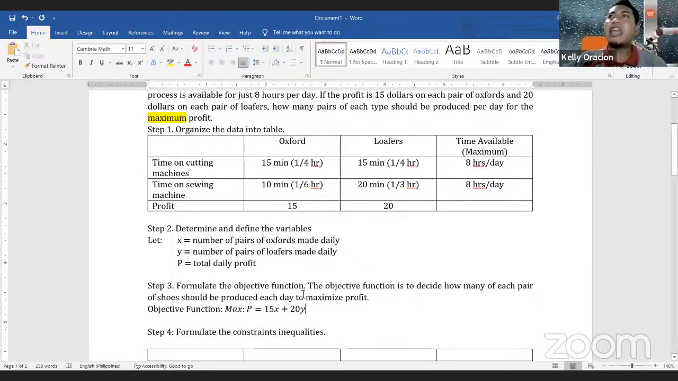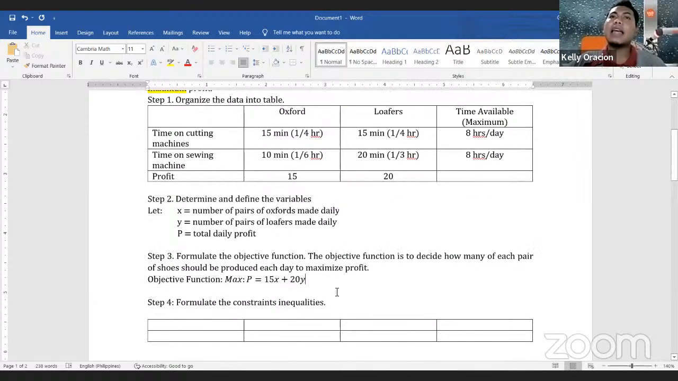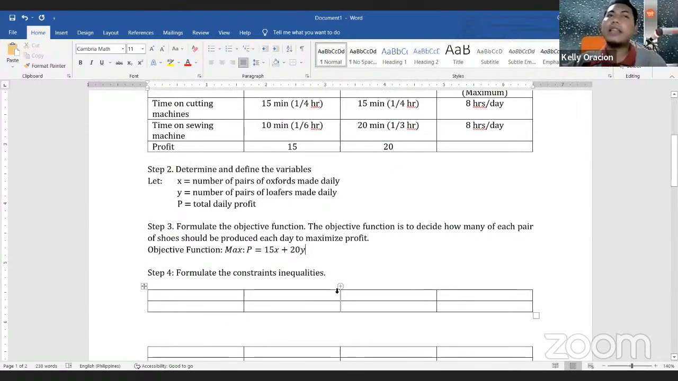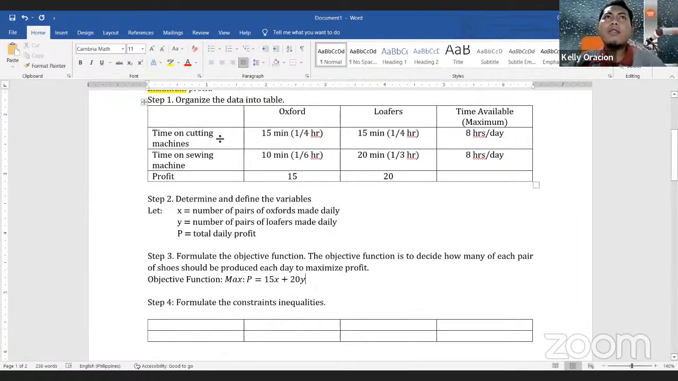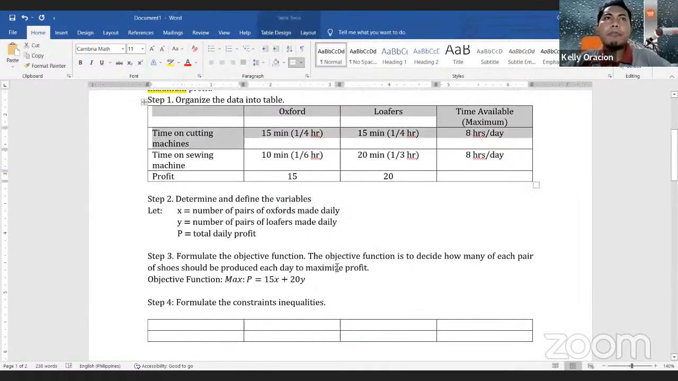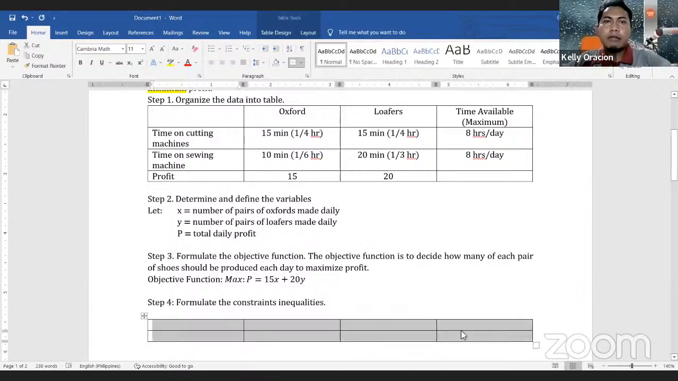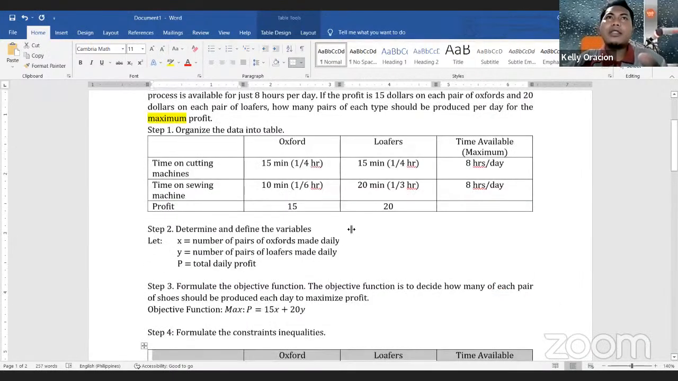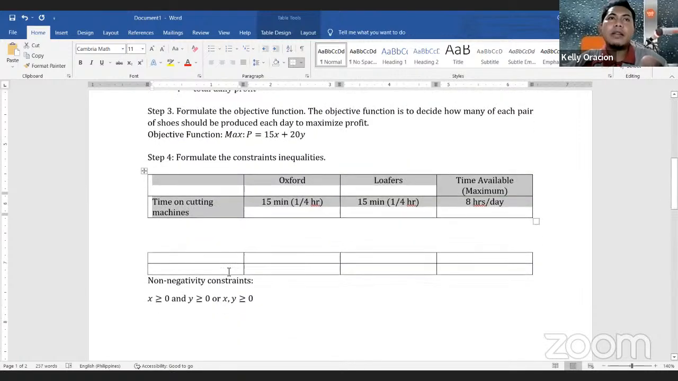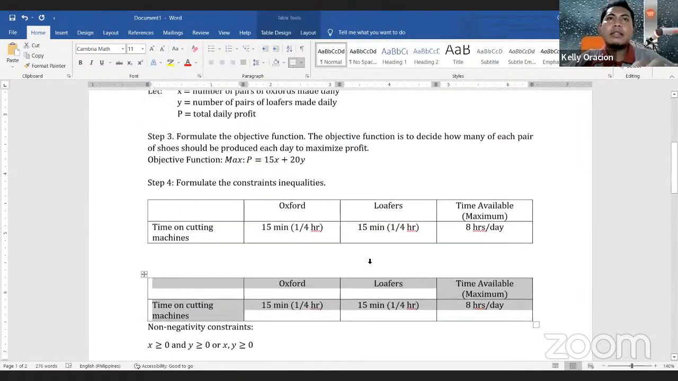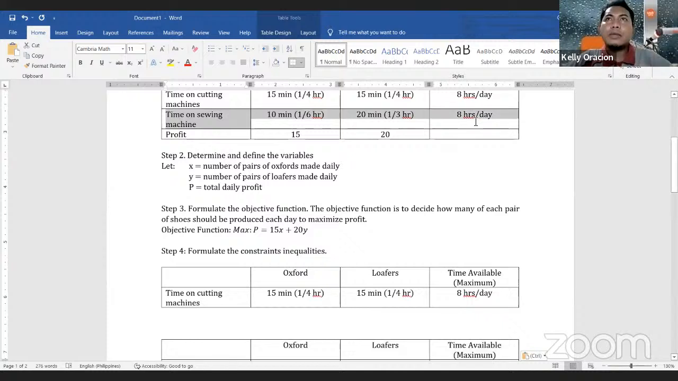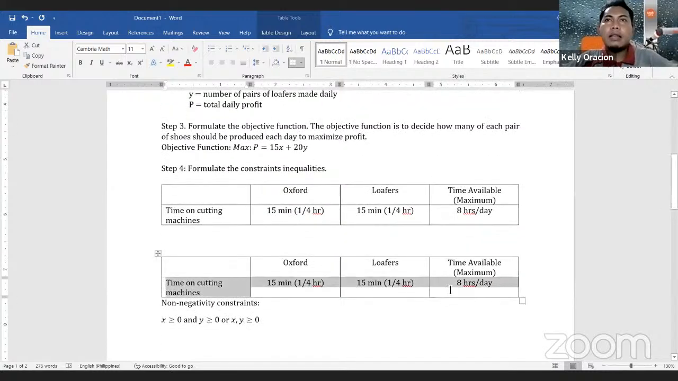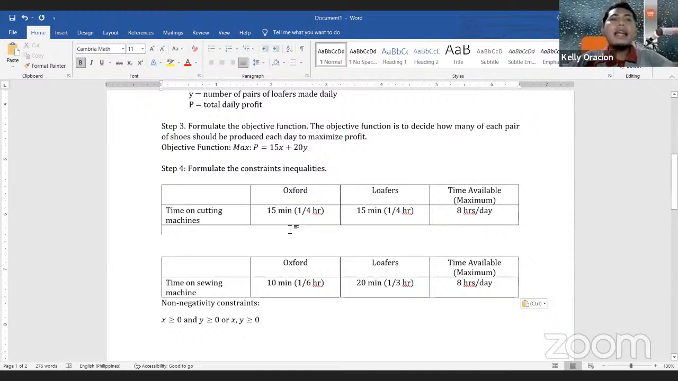Step 4 is the formulation of the constraint inequalities. Again, the formulation of the constraint inequalities. Again, alam naman natin that Oxford is X and loafers is Y.